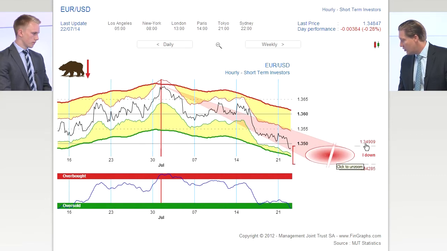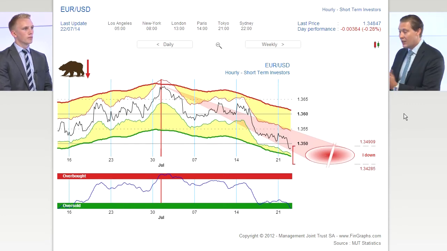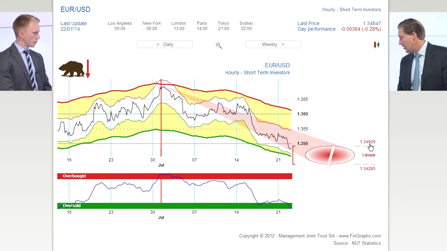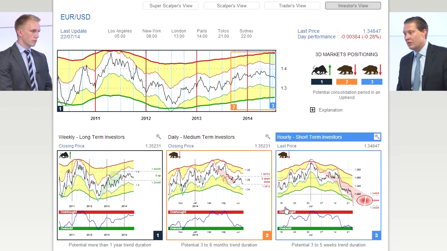There's probably not a week to go, and it could lead us down slightly below 134. So what we'd expect is an initial breakout, a correction up, probably during next week, and then if the daily is correct, continue the trend to the downside.